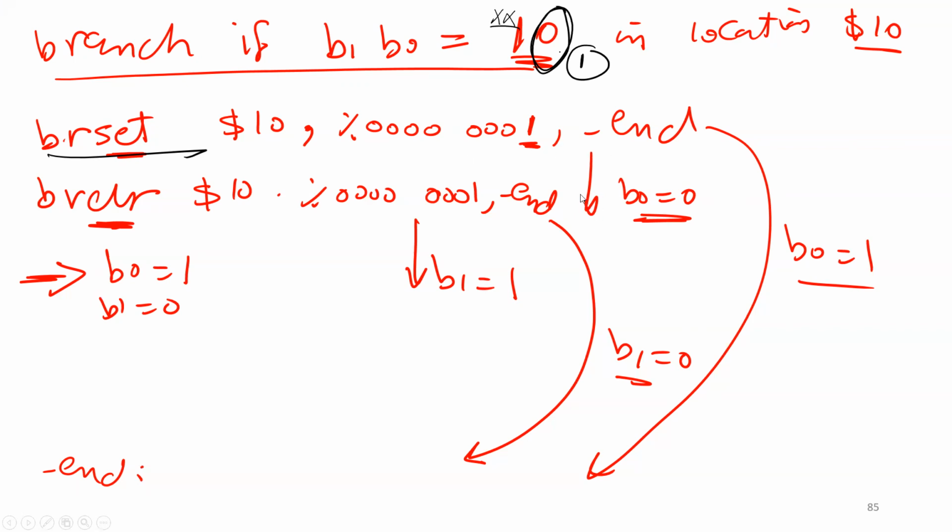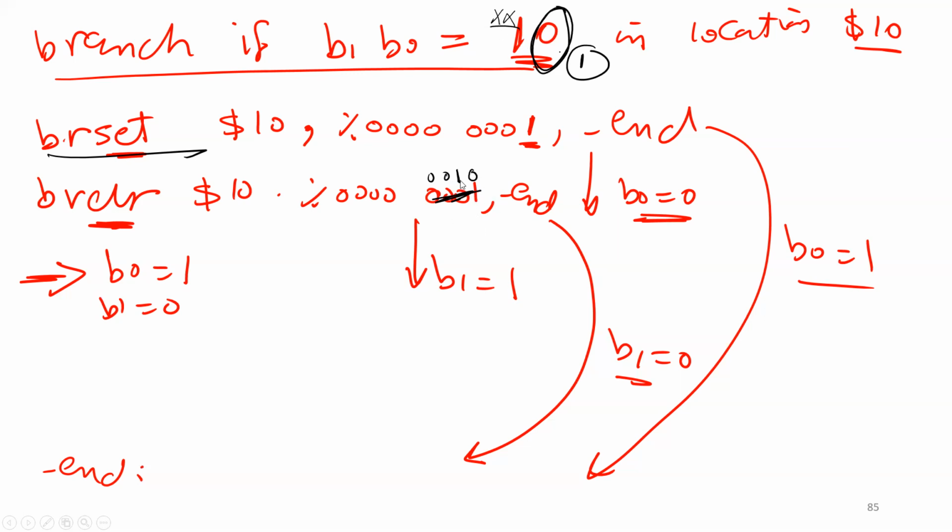When I come here, the first condition is true. Now I'm going to check the second condition. Oops, I made a mistake here. This one has to be 1, this one has to be 0. I'm sorry. Here I have to check the first bit, here I have to check the second bit, right? So now I finished the first bit, now I want to check the second bit.